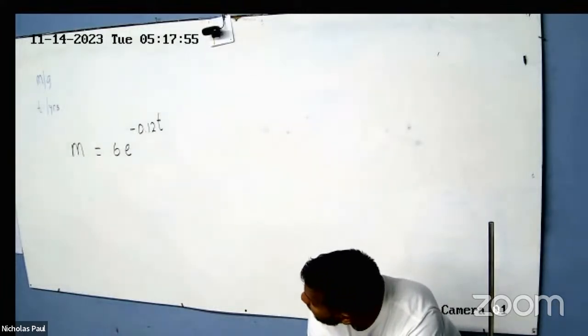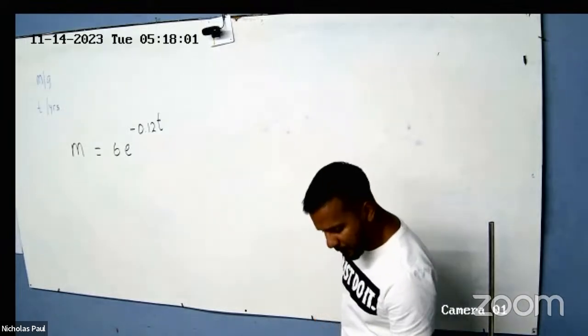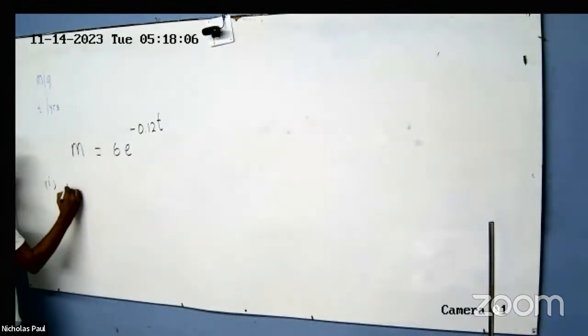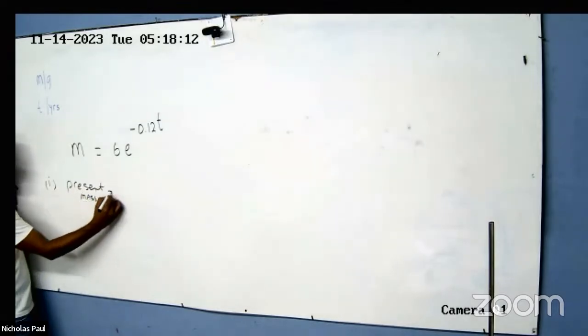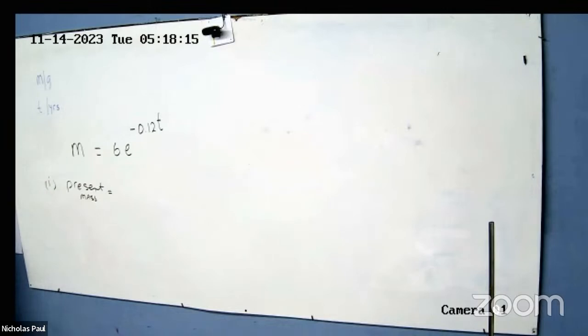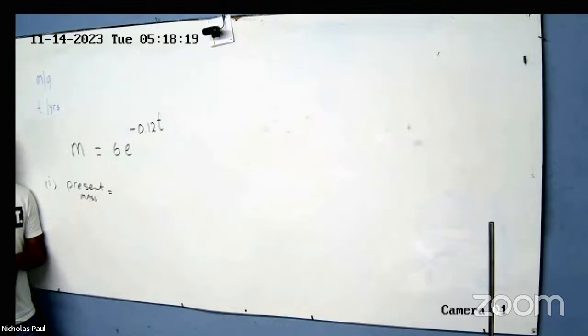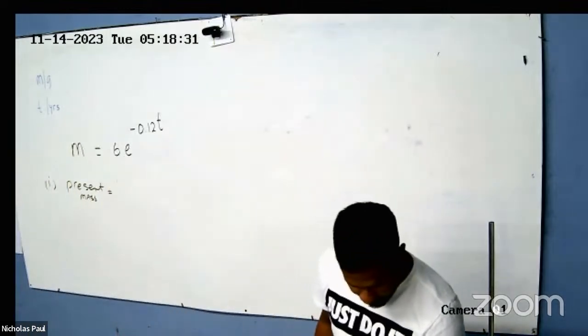All right, so first part, the present mass of a radioactive material. So the first part is they want to get the present mass. What is the mass at this point in time? What would you do? You want to find M.